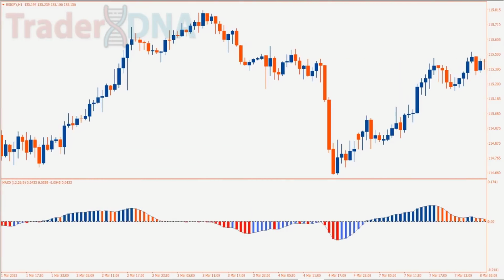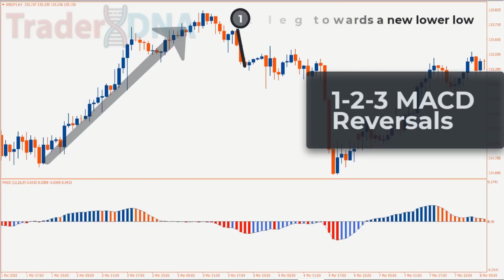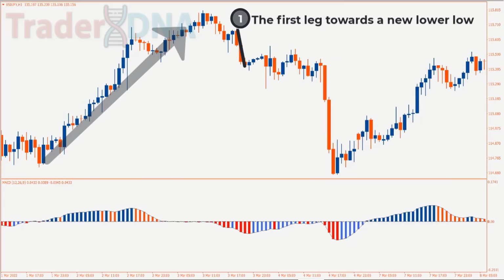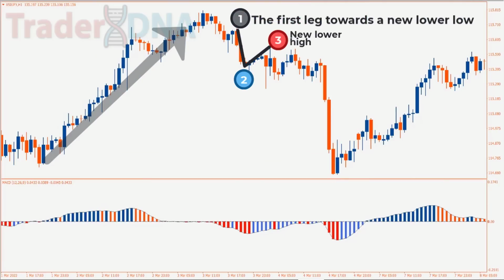For those with experience, this scalping setup can also be utilized to trade reversals effectively. In an uptrend scenario, point 1 signifies the initiation of the first leg towards a new lower low. Subsequently, point 2, or the second leg of the pattern, occurs during a price retracement that fails to establish a fresh high. Thus, in this uptrend illustration, while the first leg is driving prices lower, the second leg attempts to push prices higher, but fails to reach a new high, thereby forming a new lower high at point 3.